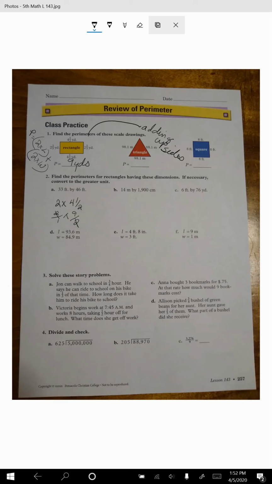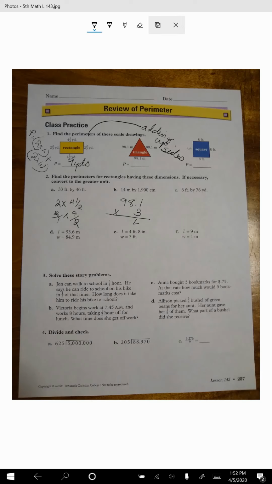All right, let's do our triangle. Now, we could do 98.1 times 98.1 times 98.1, but we could just take 98.1 and multiply it by 3, because in this problem we have an equilateral triangle. All 3 sides are the same. All 3 angles are the same also.